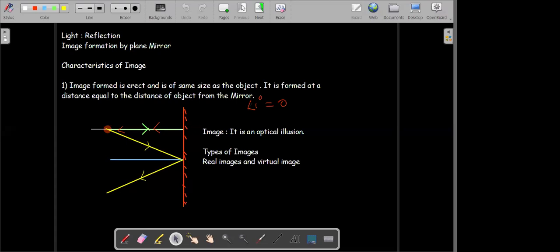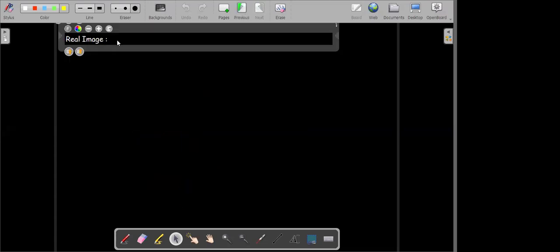So virtual, sir. Like in the mirror, we are not real, but ourselves we are real. Okay, see, I'll tell you what a real image is. For the real image, an image which can be obtained on a screen. So an image which can be obtained on a screen is called a real image. Right?